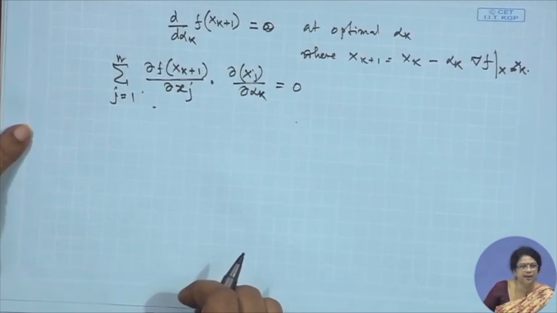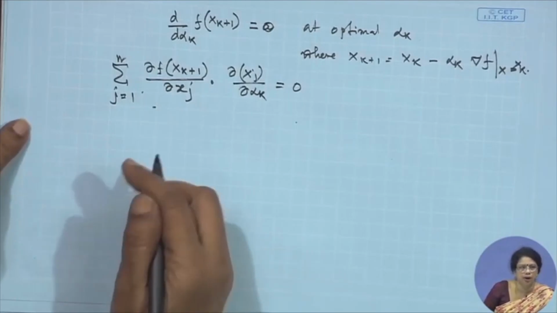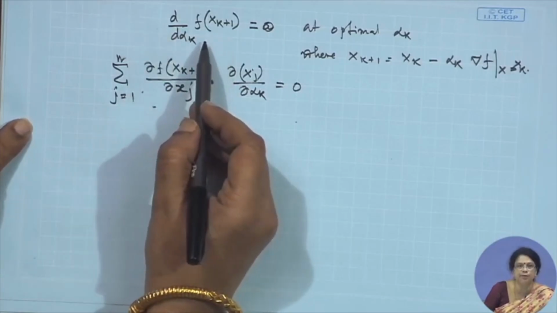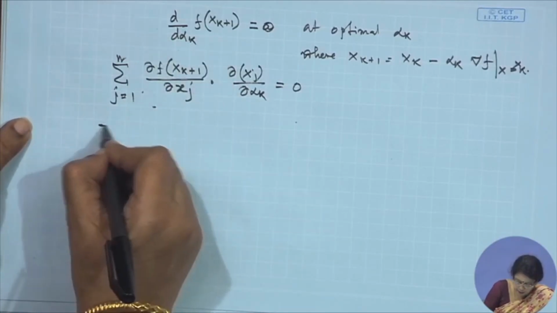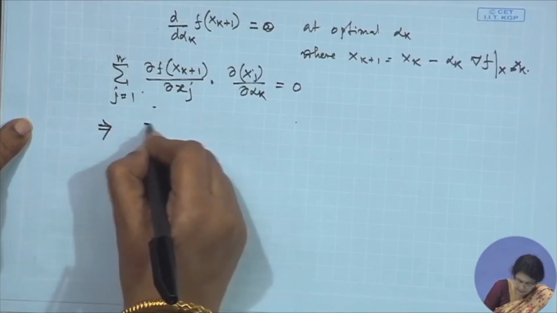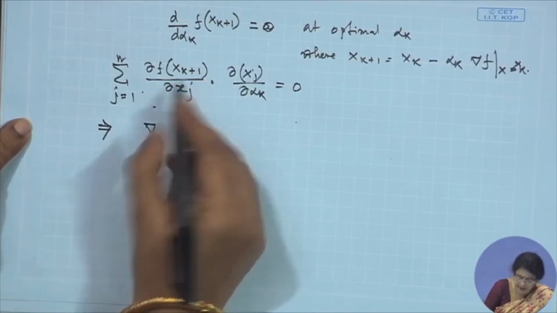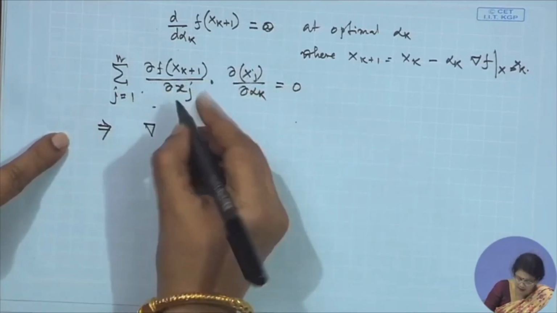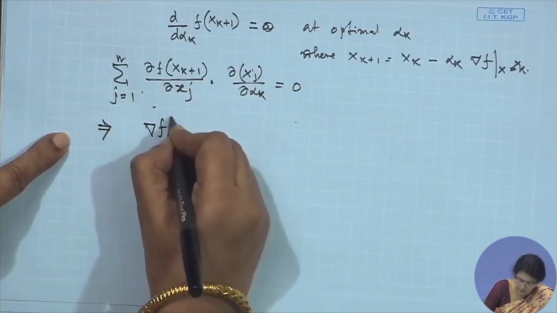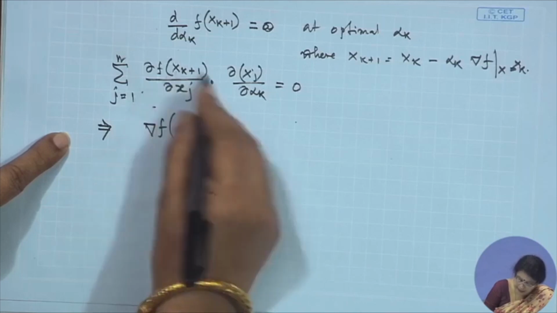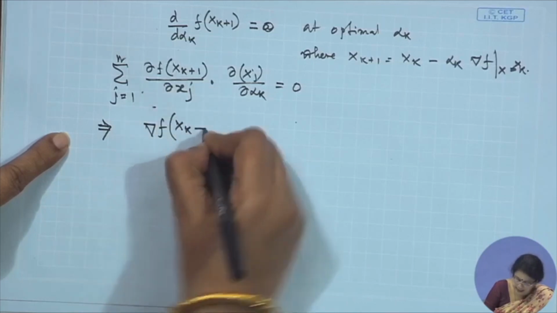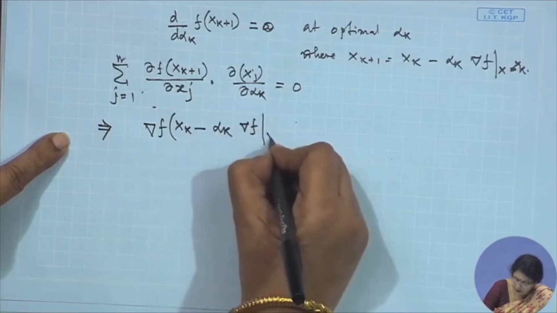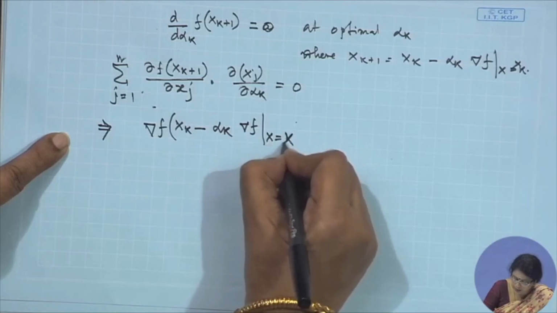From here we can say, through the chain rule, that this is the necessary condition for optimality of alpha k. Now, if we consider this grad value as a vector, then what is this value? This value is nothing but grad of f at x k plus 1, where x k plus 1 is x k minus alpha k grad of f at x k.